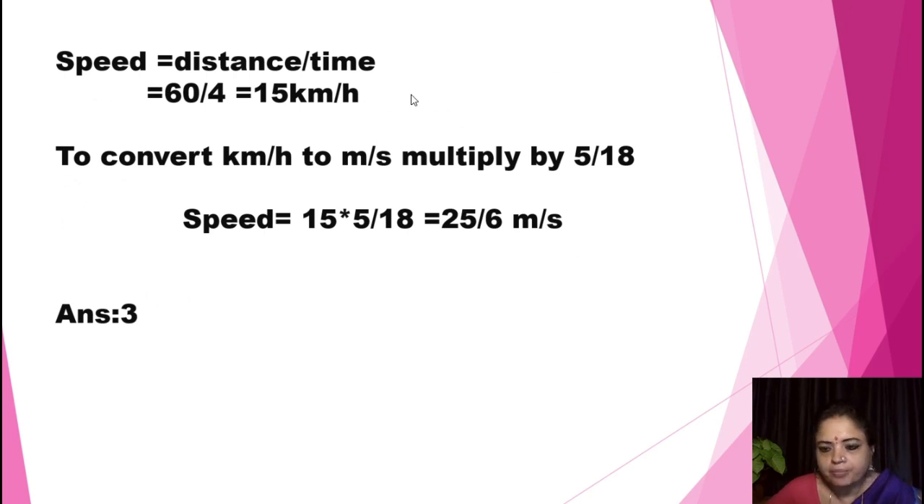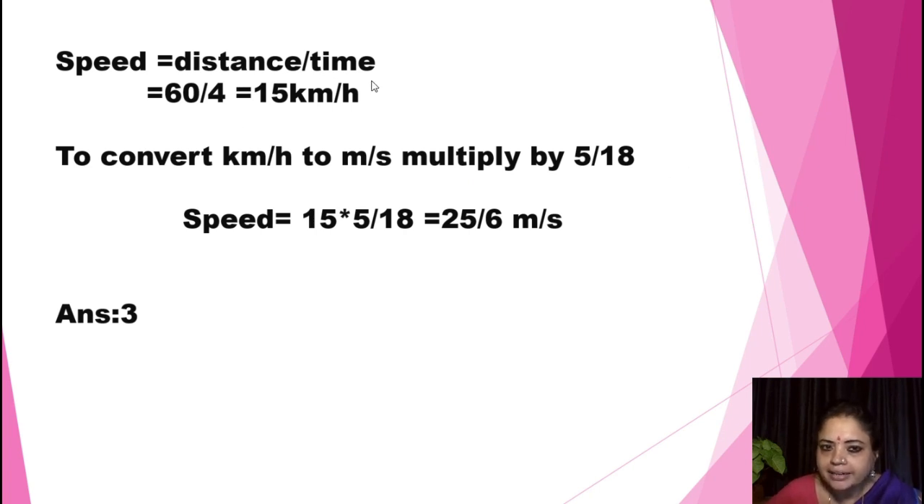So the same formula holds here also. Speed is equal to distance by time. So 60 by 4 is 15 km per hour. But we need to convert this kilometer per hour to meter per second. So this is the conversion formula. That is, to convert kilometer per hour to meter per second, multiply by 5 by 18.